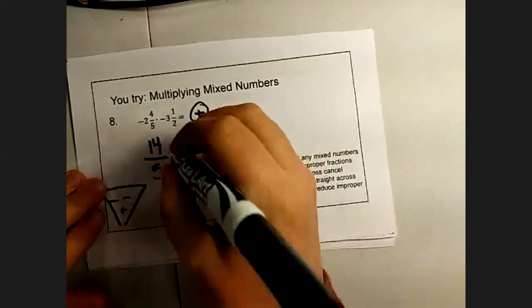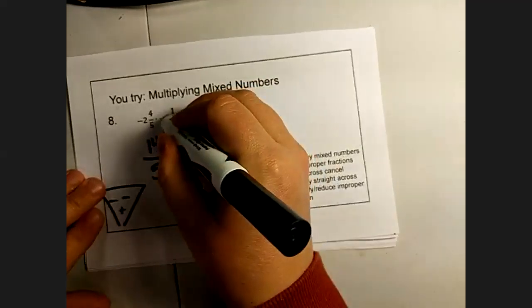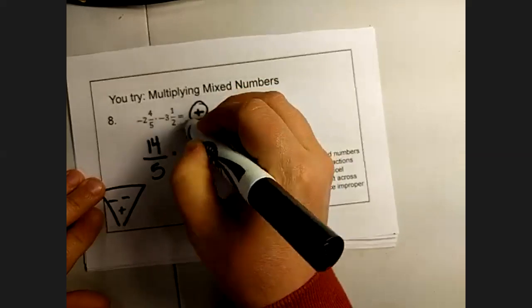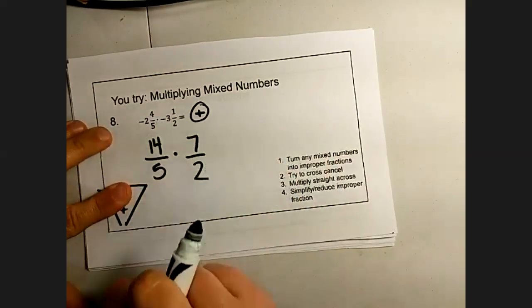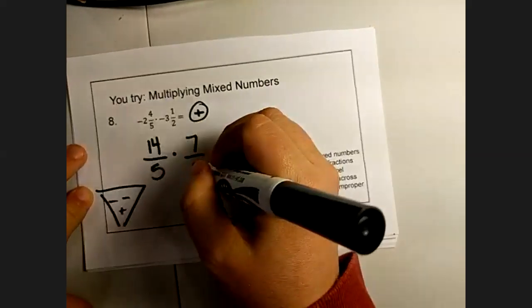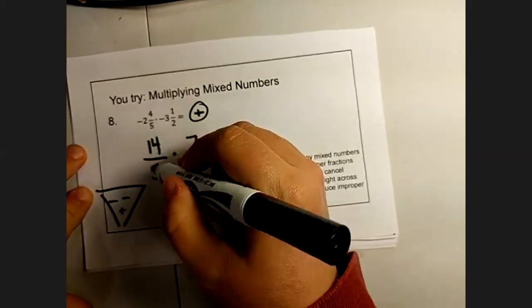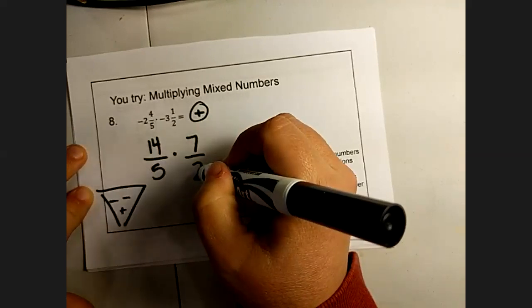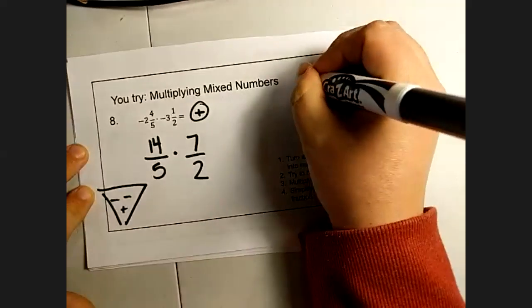Okay, so I'm trying to make my life easier here. 2 times 3 is 6, plus 1 is 7 over 2. Again, I dropped the negative because I already know I'm multiplying 2 negatives using Mr. Multiple Division. My answer is going to be a positive. So looking at this, okay, we've got 14 over 5 times 7 over 2. I don't see anything I can cancel there. So this means I'm going to have to do some ugly multiplying.